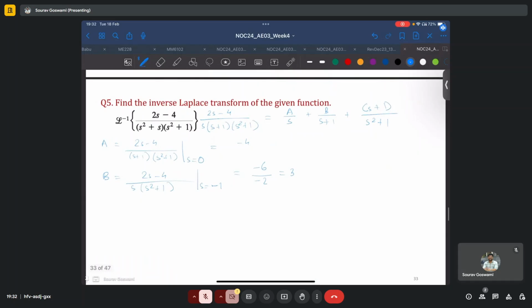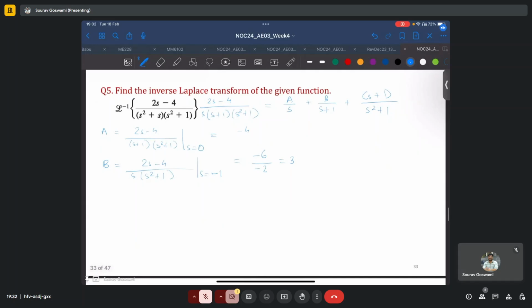But can we find out C and D using the cover-up method? No, it's not so straightforward. So we will have to multiply out the terms. So after multiplication and just retaining the numerator on either side, this becomes A times (s plus 1)(s square plus 1) plus B times (s square plus 1) plus (cs plus d) times (s plus 1). And let us expand this.